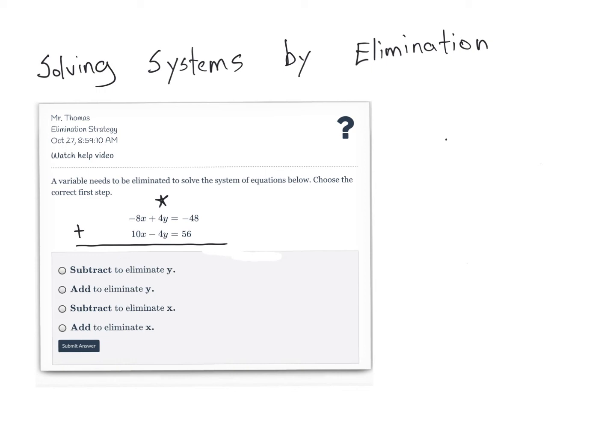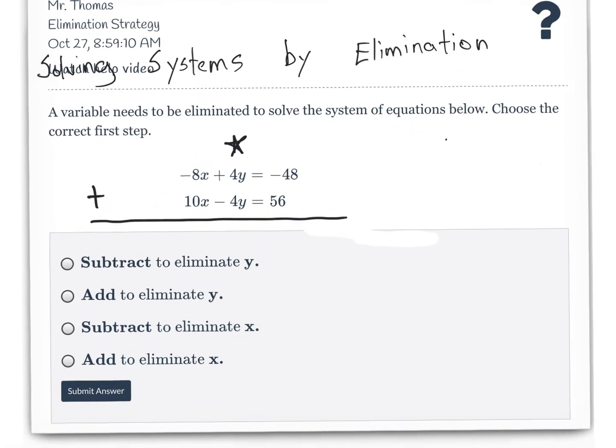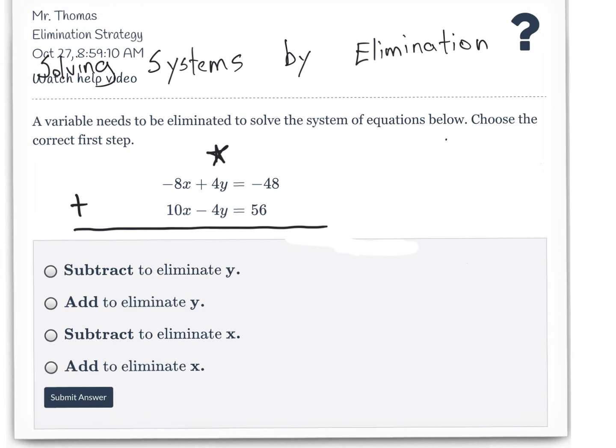All right, so back to what we were doing. We decided that for these 2 equations, to eliminate and get one of the variables to cancel out, adding would be the correct procedure.